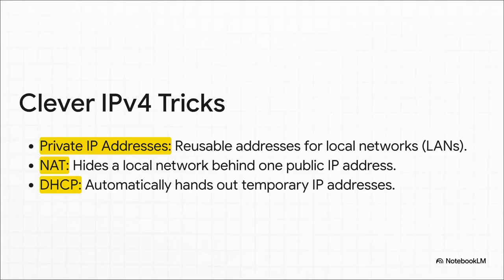So to keep the old system running, we use a few clever tricks. Your home network, for example, uses private IP addresses that can be reused all over the world. Then there's a technology called NAT, which lets your entire house share just one single public IP address. And maybe most important of all, there's DHCP. That's a service that automatically hands out temporary IP addresses to your devices when they connect.